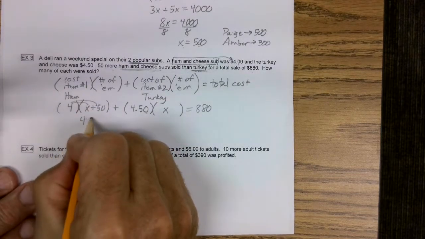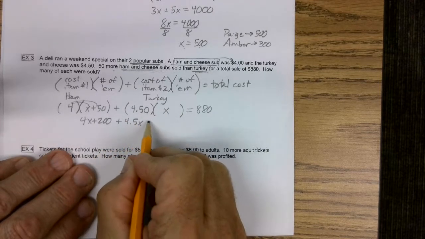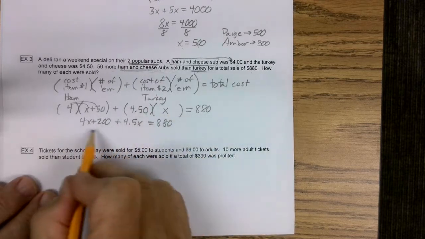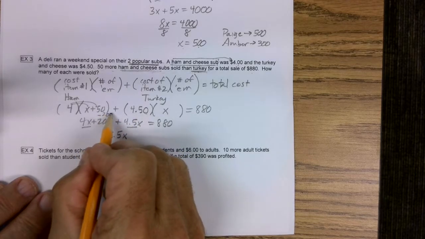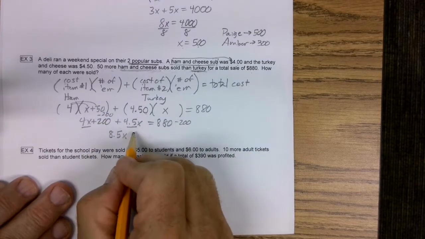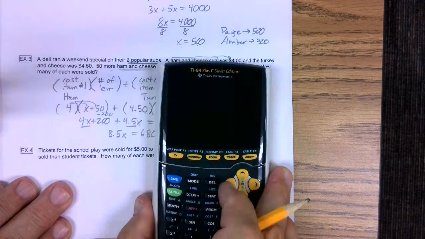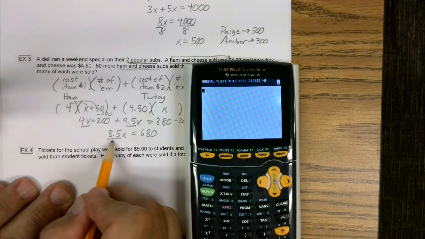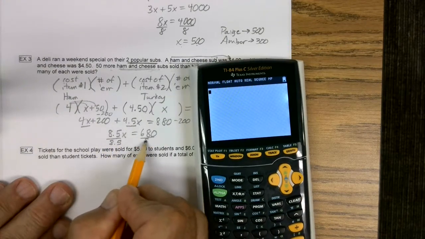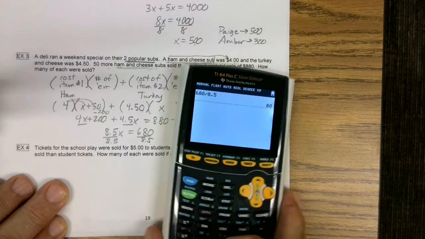And now you got to solve them. So distribute, 4x plus 200 plus 4.5x equals 880. I'm going to add these two like terms, 8.5x. I'm going to go ahead and subtract this 200 from both sides, and I'd get 680. Now, there is nothing wrong at this moment with taking your good old calculator, because I see that I'm going to have to divide by 8.5 and divide by 8.5. So I'm going to go ahead and take 680, divide by 8.5, and I got 80.